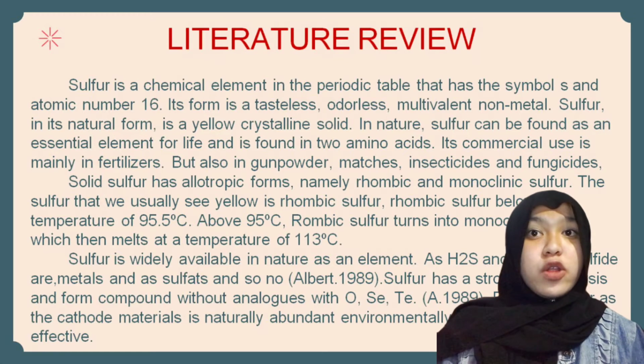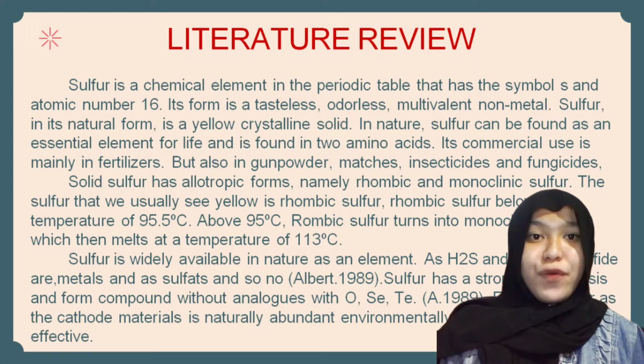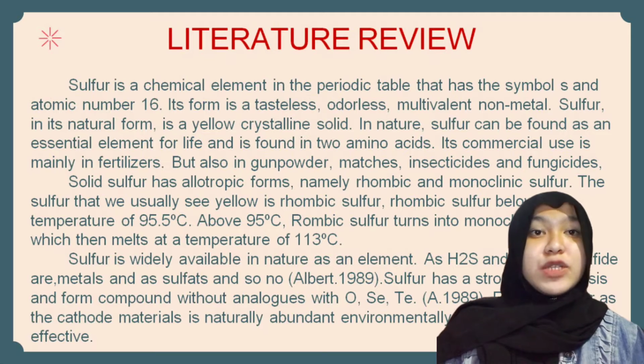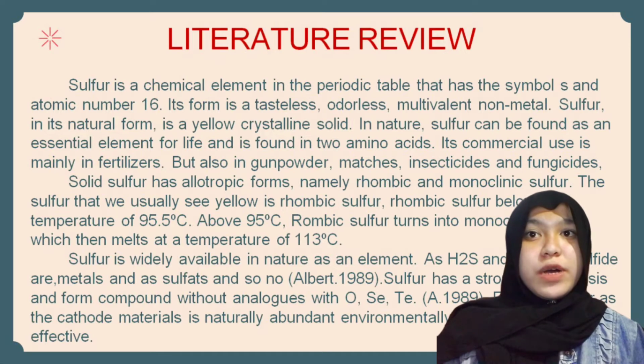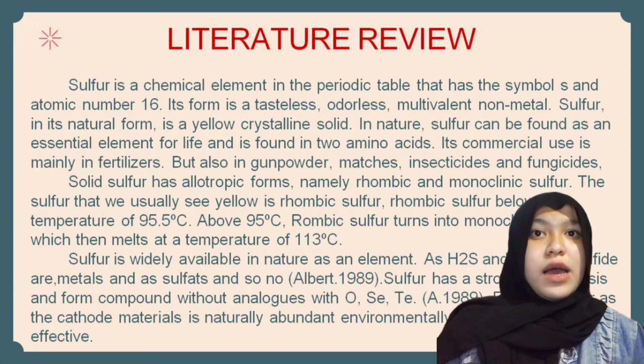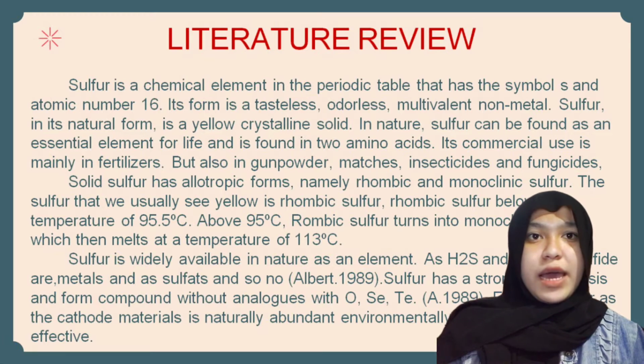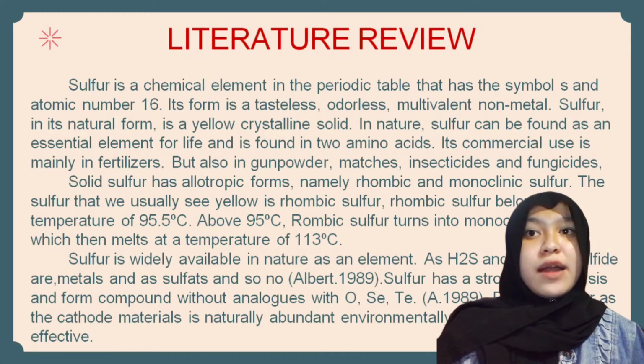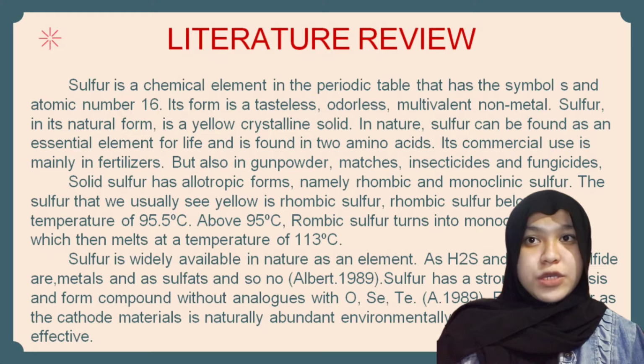Solid sulfur has allotropic forms, namely rhombic and monoclinic sulfur. The sulfur that we usually see, which is yellow, is rhombic sulfur. Rhombic sulfur below a temperature of 19.5 Celsius; above 19.5 Celsius, rhombic sulfur turns into monoclinic sulfur, which then melts at a temperature of 113 Celsius.